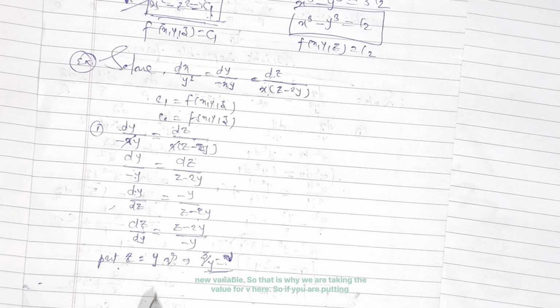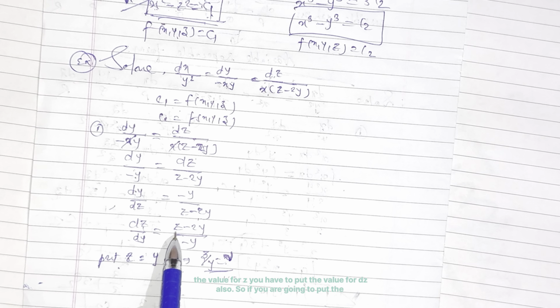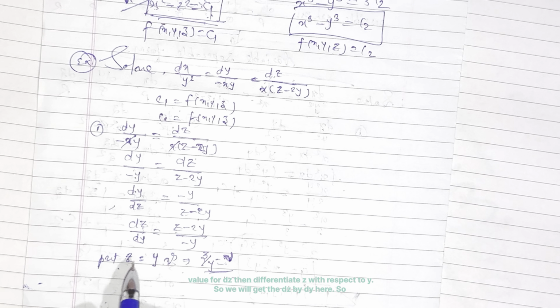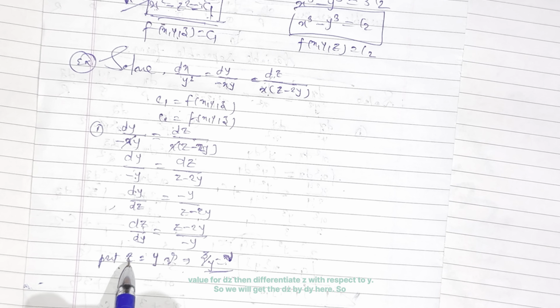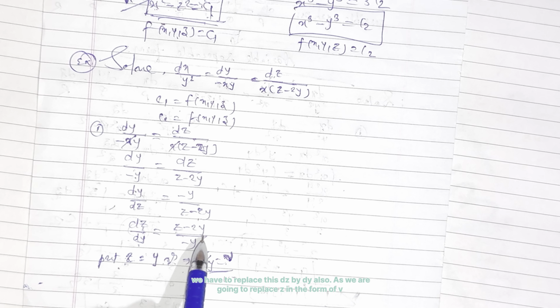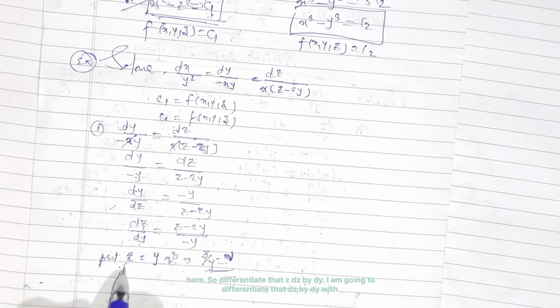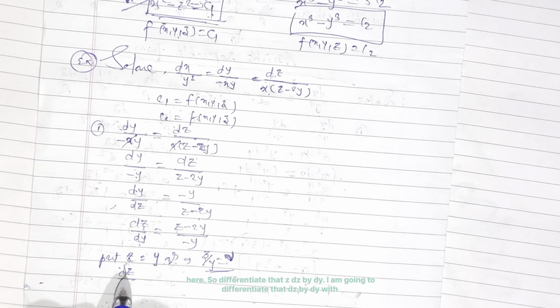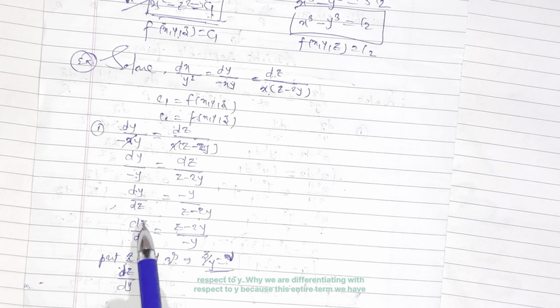So if you are putting the value for z, you have to put the value for dz also. So to put the value for dz, differentiate z with respect to y. So you will get dz by dy here. We have to replace this dz by dy also, as we are going to replace z in the form of v. Why are we differentiating with respect to y? Because this entire term we have to replace. So dz by dy.